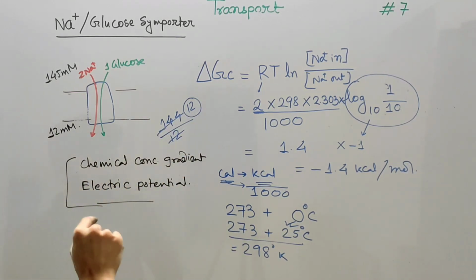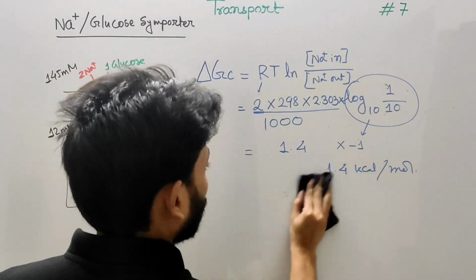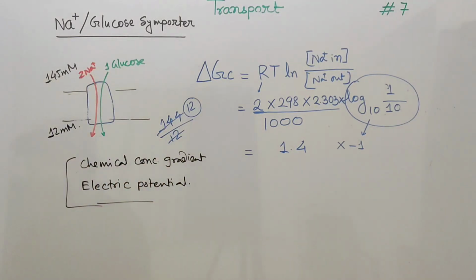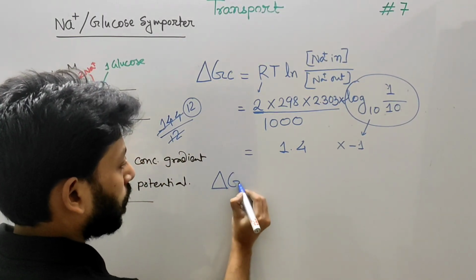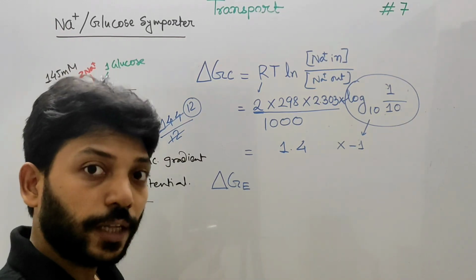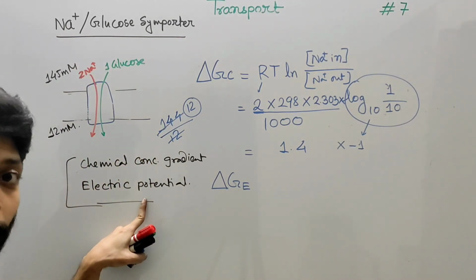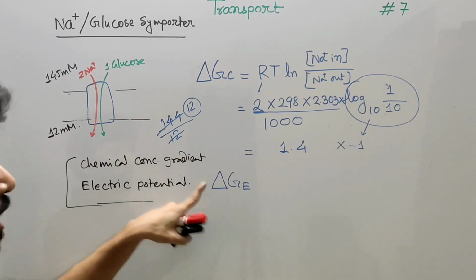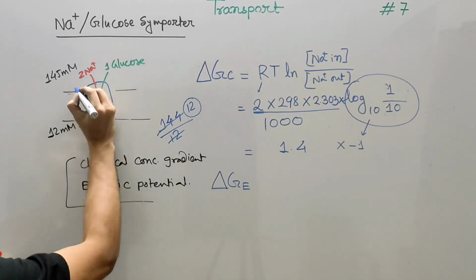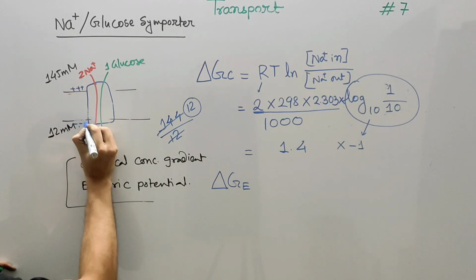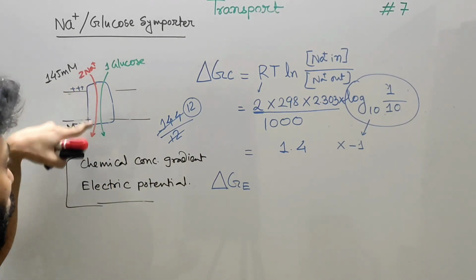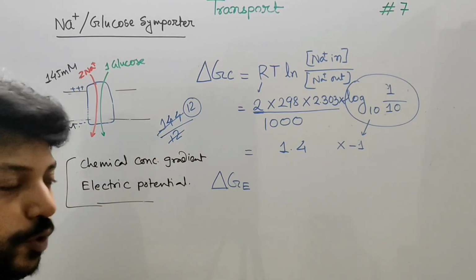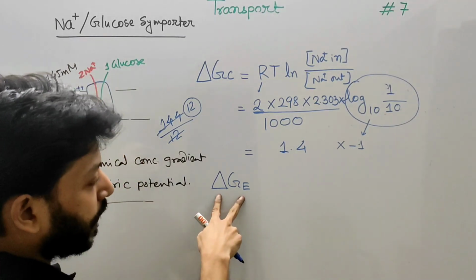Now let's take the value of electric potential. The formula here is for the free energy change that occurs due to this electric potential. This electric potential will generate the free energy change when sodium moves inside, because the outside is positive charge and inside is negative charge. So it will permit the movement of sodium inside, because negative charge will attract the positive charge. So the free energy change will be delta GE.